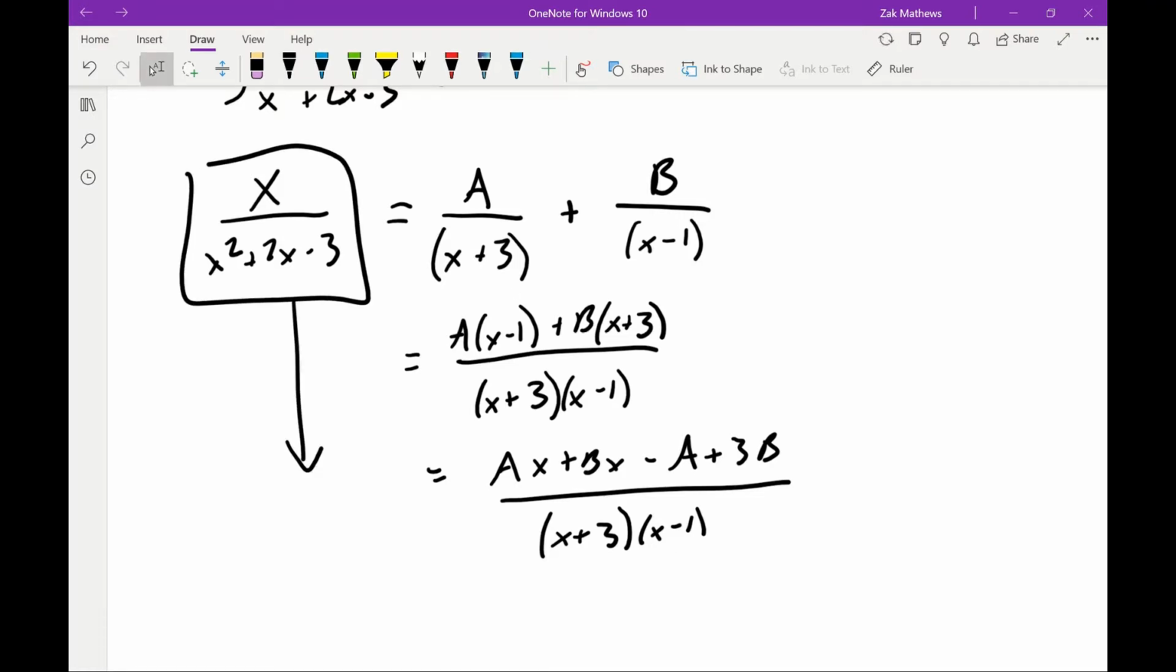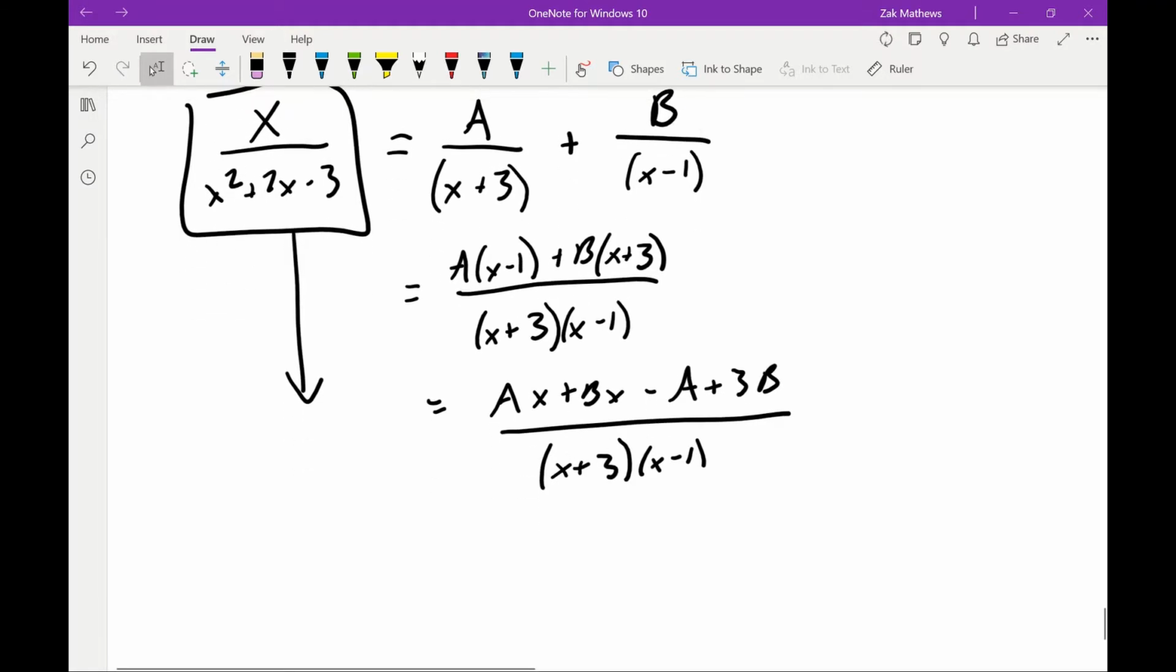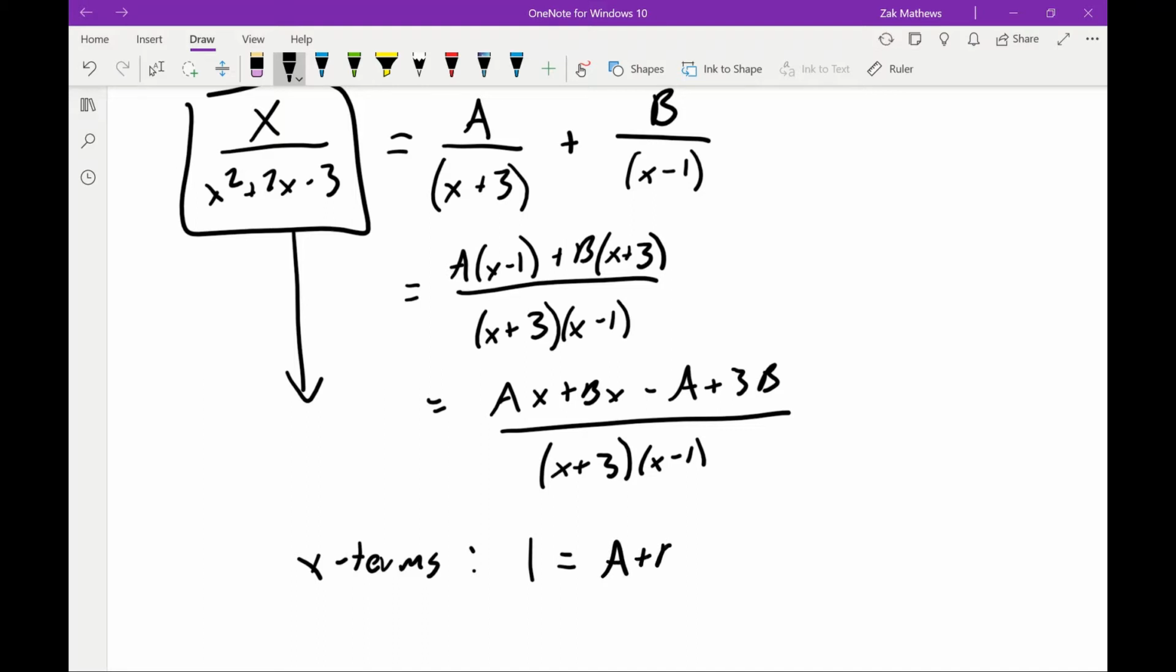So if we compare numerators, because we know the denominators are the same, we have some x terms and some constant terms. There is a 1x on the left-hand side. On the right-hand side, we have an a plus bx. If we think about the constant terms, the things without the variables, on the right-hand side there was nothing, 0. On the left-hand side, there was a negative a plus 3b.